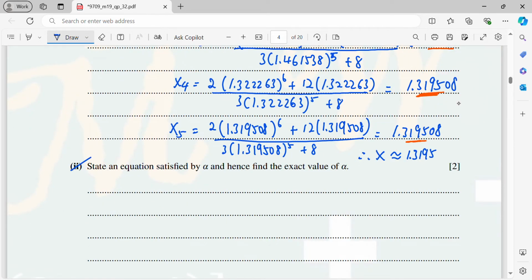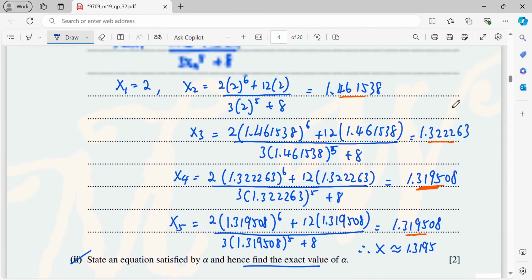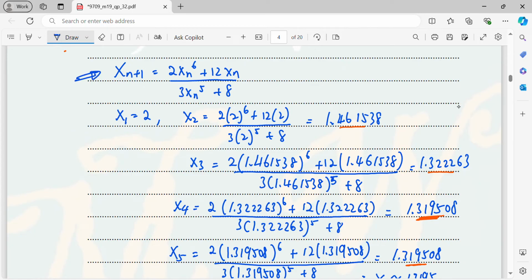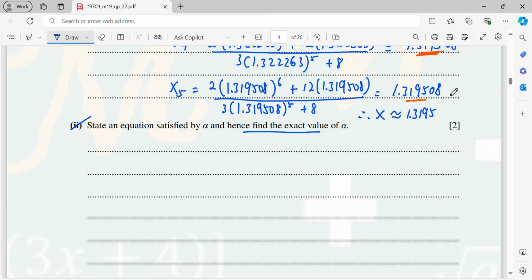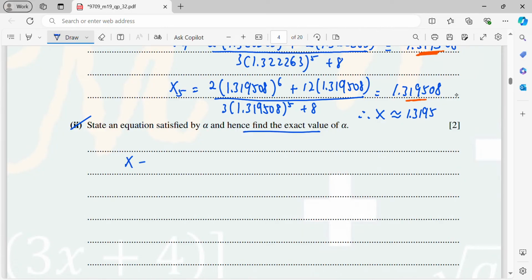Now part 2, state an equation satisfied by alpha and hence find the exact value of alpha. So the equation, very simple, just refer back to this formula and ignore all the subscripts. Okay, so I will ignore the subscripts, then you will get x equals to 2x degree 6 plus 12x over 3x degree 5 plus 8. So to get the equation, you have to move up the denominator and combine with the x on the left side. So it will be x bracket 3x degree 5 plus 8 equals to 2x degree 6 plus 12x. Okay, then from here you can just simplify.